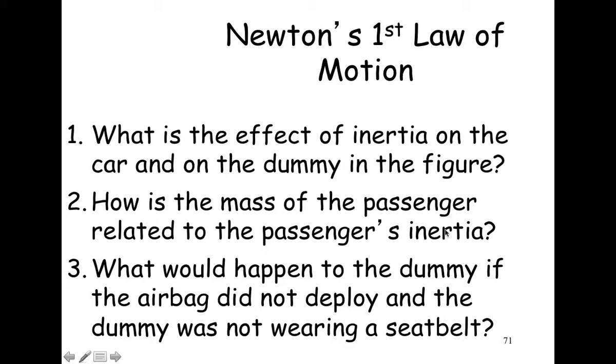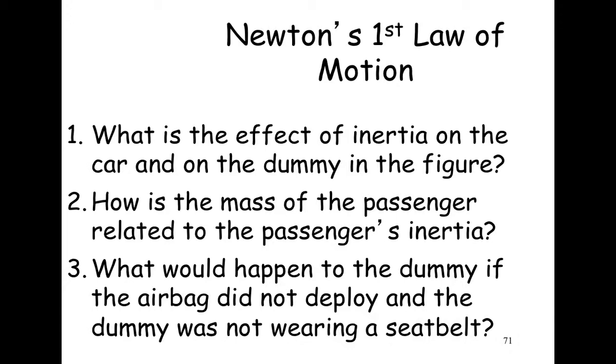How is the mass of the passenger related to the passenger's inertia? Basically, the higher the passenger's mass, the higher the inertia. So people who are larger actually have a harder time in some of these car accidents, because the objects and devices we have must stop larger forces in the direction of motion. What would happen to the dummy if the airbag did not deploy and the dummy was not wearing a seatbelt? Well, there would be less chance of them stopping their motion in a safe manner.